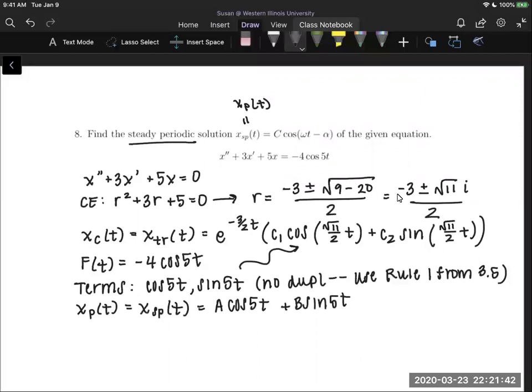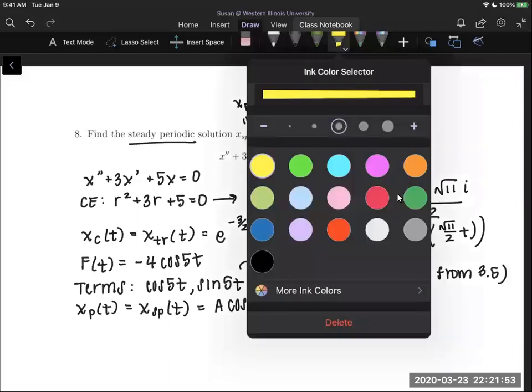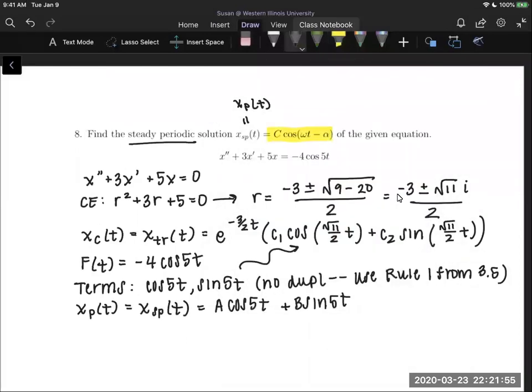All right. They asked us to find the steady periodic solution, and we want to get down to a single cosine function. In order to do that, we need to calculate the coefficients a and b, and then condense it to a single cosine function. So how do we find the values for a and b? The particular solution is a solution of the non-homogeneous DE.